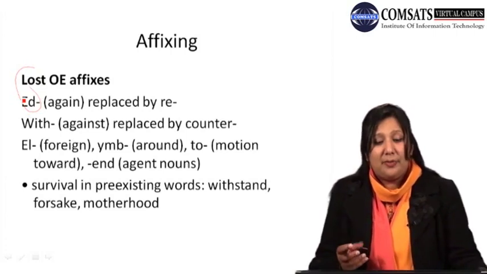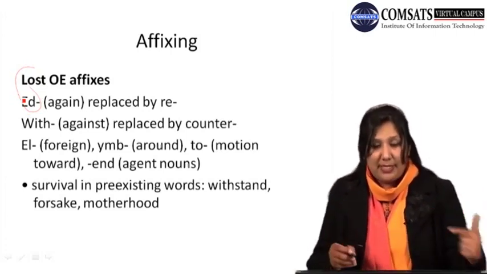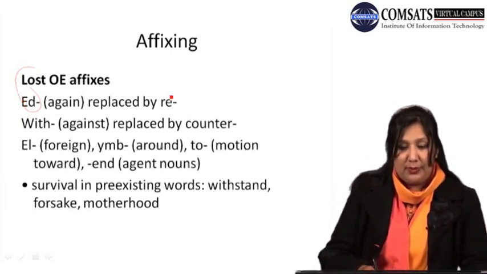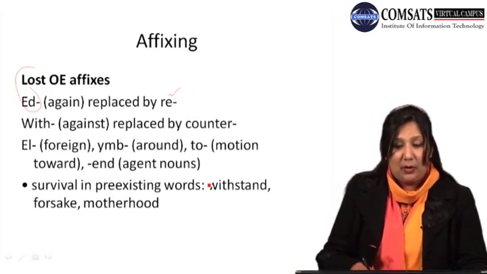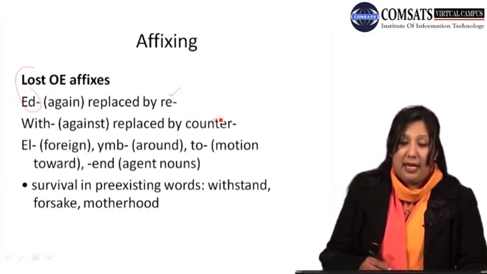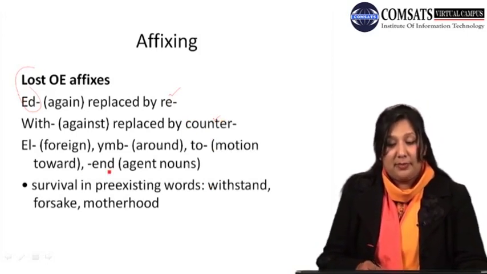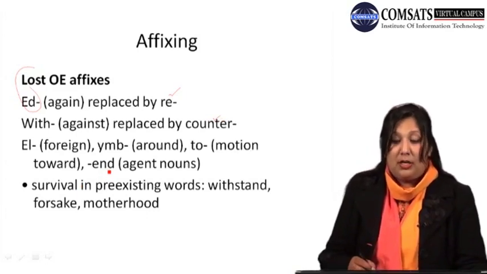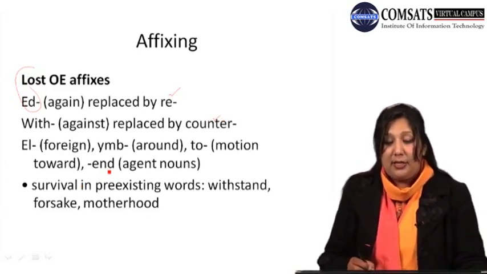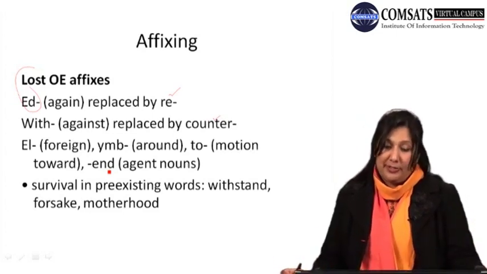Again, it was replaced by the re. Okay, ed, it was replaced by this word re. With means against, it was replaced by the counter. Okay, then for example, it was replaced by YMB, yam, means around or to the motion towards, and end towards the agent nouns. These were some of the affixes that have already been changed.